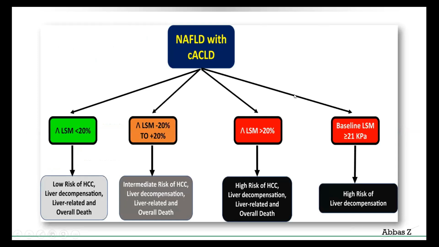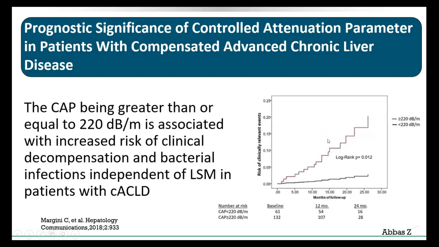So this is the summary of this study. A delta change in the liver stiffness measurement of less than 20% means the patient is improving, with less risk of complications. Stable disease carries a moderate risk of complications. Advanced disease, meaning an increase in the stiffness of more than 20%, is when the risk of decompensation, HCC, liver-related death and overall death increases. If the baseline liver stiffness measurement is more than 21 kilopascal, there is a high risk of liver decompensation even at the baseline.